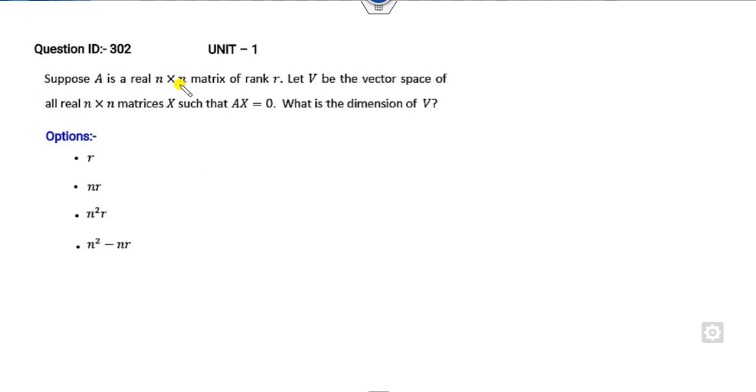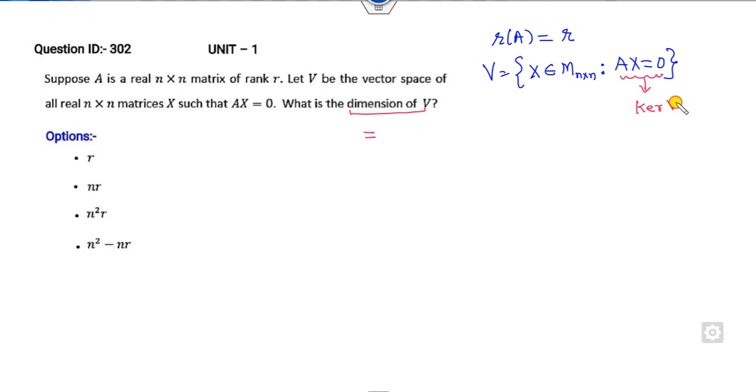If A is an n cross n matrix and the rank of matrix A is R, V is the vector space consisting of all those n cross n matrices X such that AX is equal to 0. This is given to you and your target is to find the dimension of V. That's very simple. Firstly, you can think that this is nothing but the collection of all those kernels of A. Then how can you find the dimension of V?